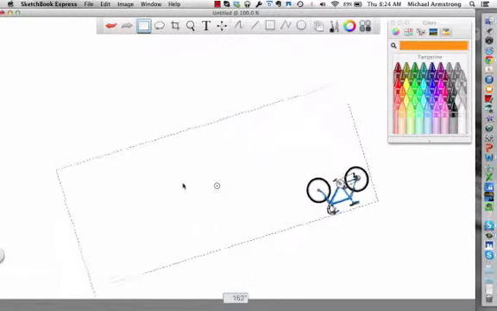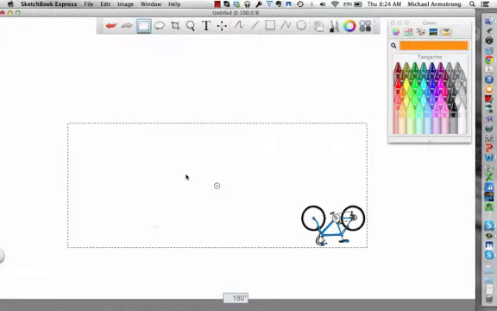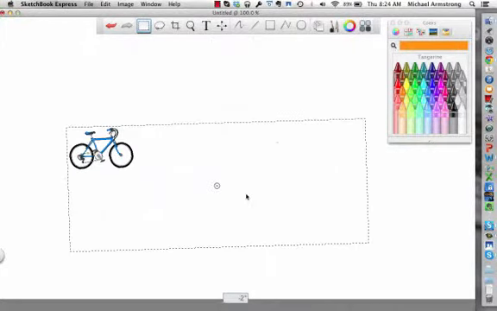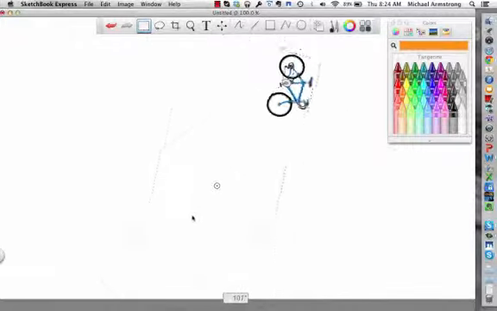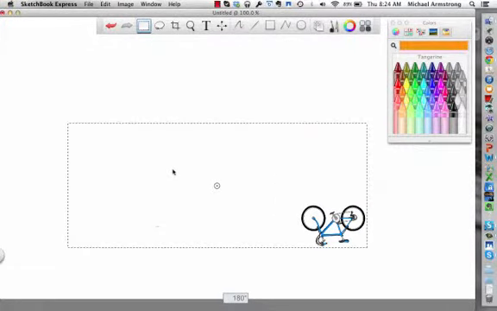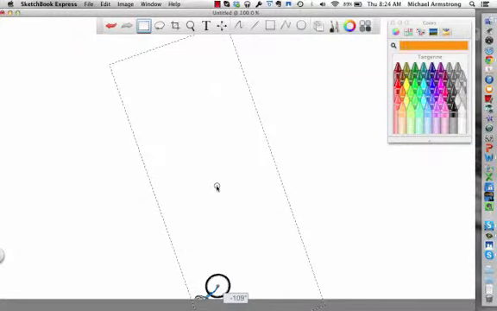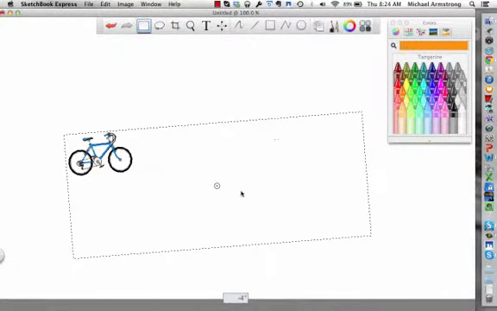If I ended here, it would be a 180-degree angle of rotation. You can see that the bicycle is upside down compared to where it was. If I go back, it's right side up, 180 degrees, upside down. And you notice that it's not just spinning, it's rotating around some point. Okay, so that's just kind of fun.